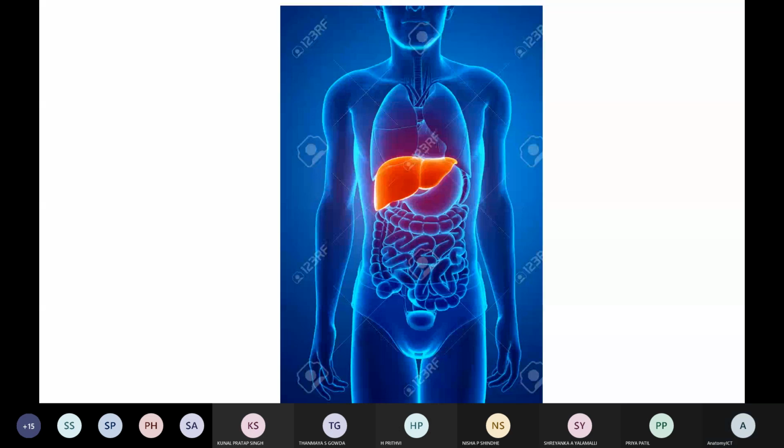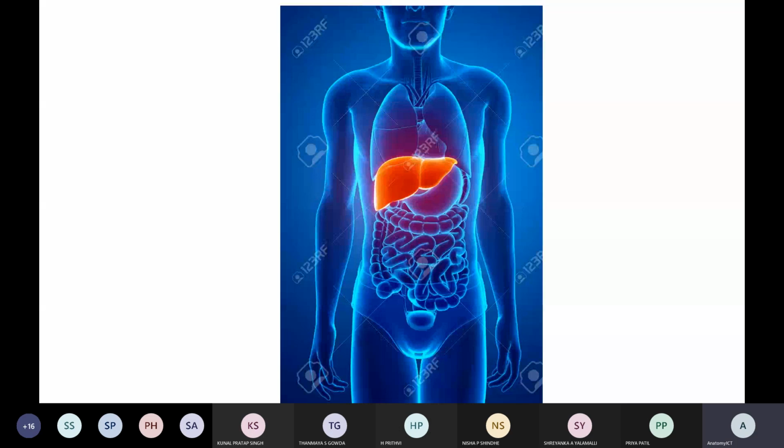Then the liver, biochemically and physiologically, stores glycogen and secretes bile for emulsification, that is for absorption of fat. So that is one of the most important features of the liver. Now, regarding the location of the liver, where exactly is it located? Just see this.